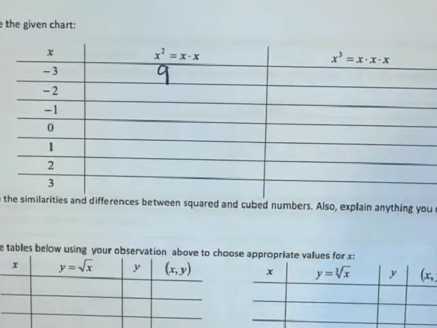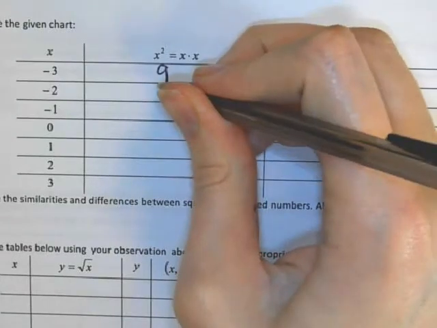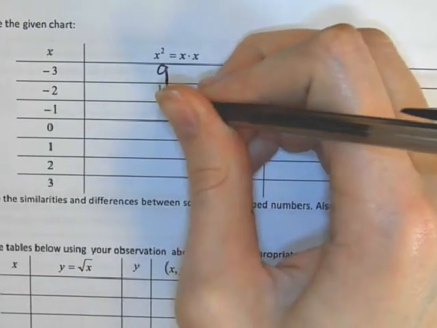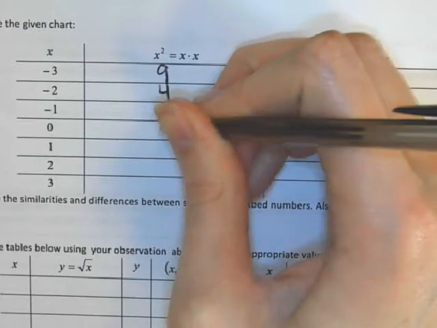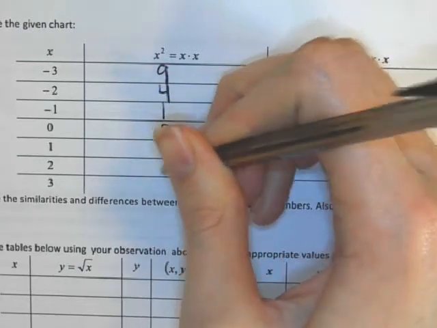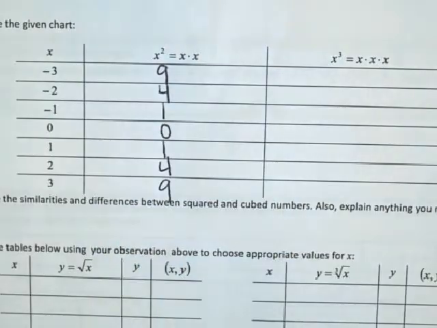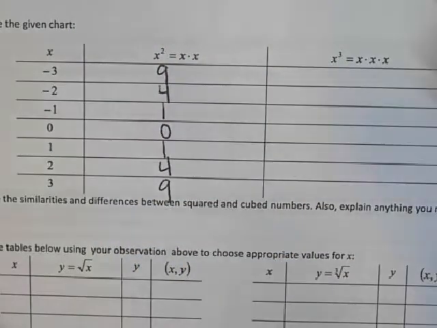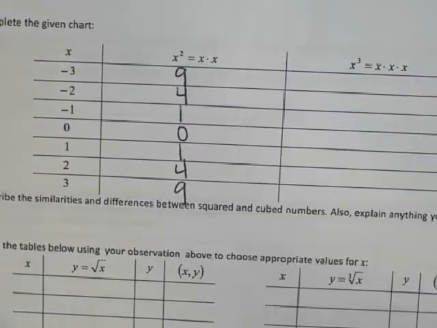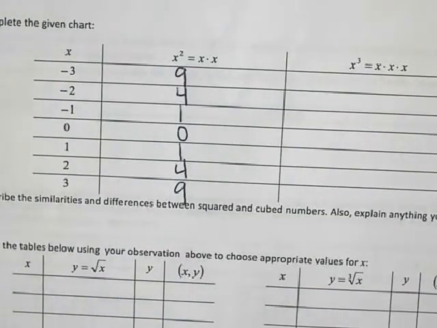Positive 9. -2 squared? -1 squared? 0 squared. 1 squared. 2 squared. 3 squared. So what do you notice? Every time I square a number, it's always going to be a positive. Why? Because a negative times a negative will always be a positive. You're never going to get a negative if you square something.